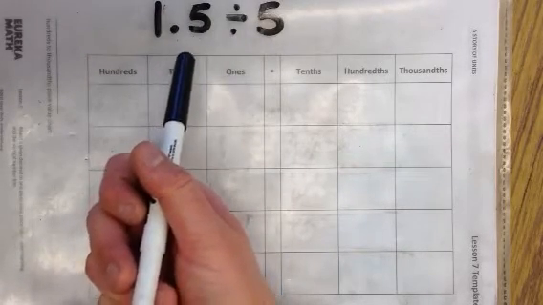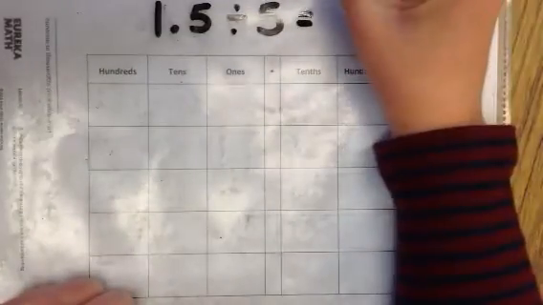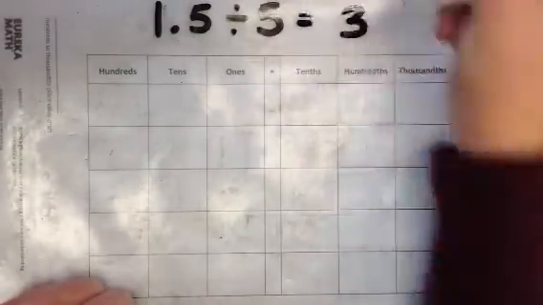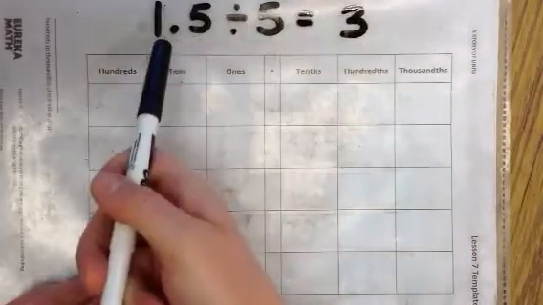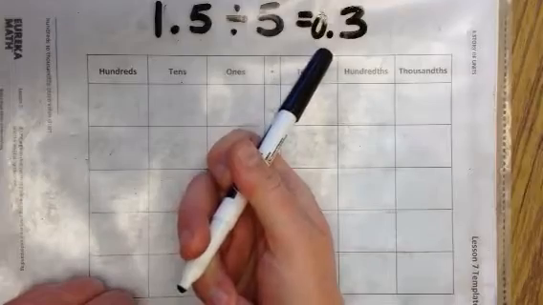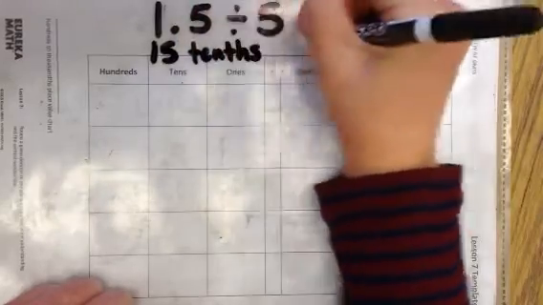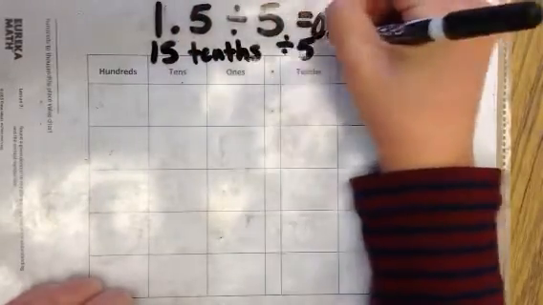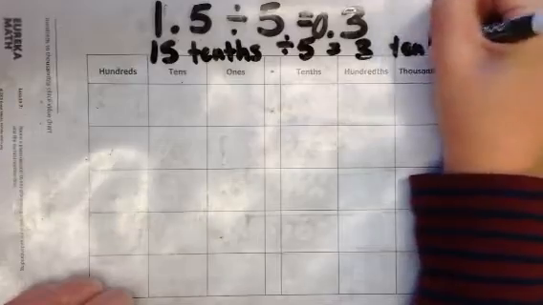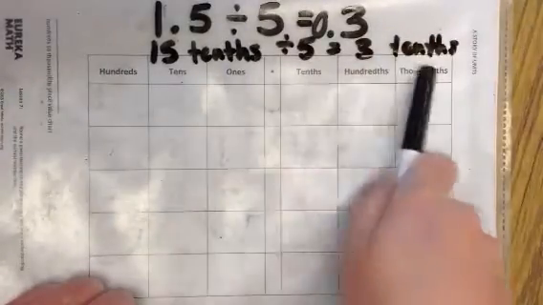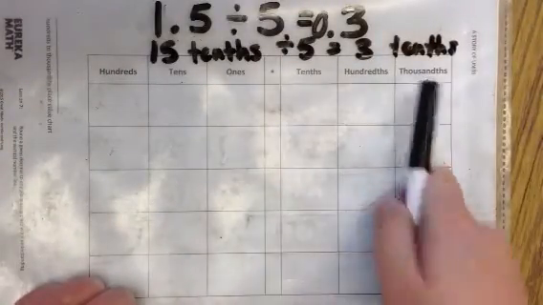What's 15 divided by 5? That's a math fact I know. It's 3. But instead of 3 wholes, my unit is actually tenths. So I know my answer is going to be 3/10. If writing it out with words is easier for your student, go ahead. 15/10 divided by 5 equals 3/10. Make sure that they're just maintaining that unit.